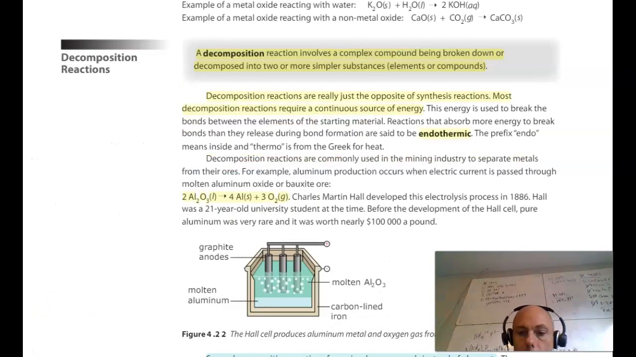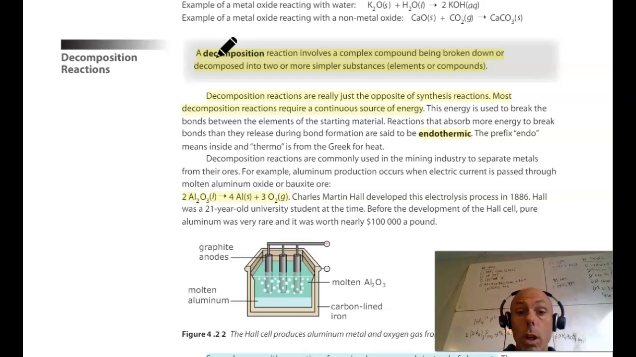So I've scrolled down. I'm on page 167 of the textbook, or page 175 of the ebook, looking at decomposition reactions. A decomposition reaction involves a complex compound, a single compound, most importantly. The reactant will be a single compound being broken down into 2 or more simpler substances. A decomp reaction, our book says, is really just the opposite of a synthesis reaction. Whereas in a synthesis reaction, there is a single product, in a decomp reaction, there's always a single reactant. They're the opposite of each other.